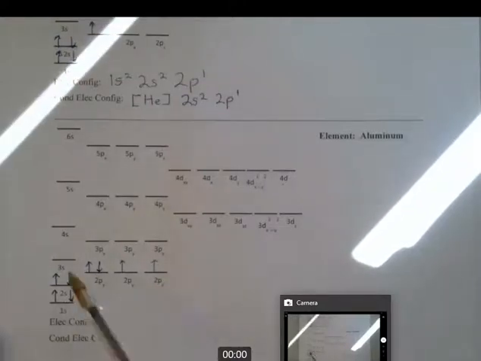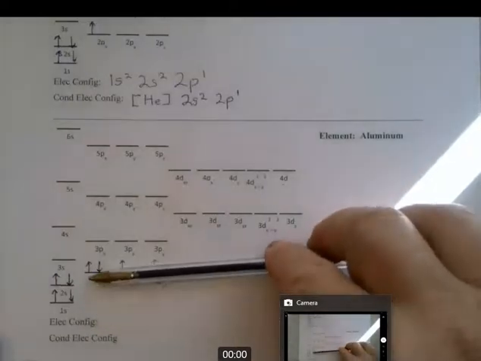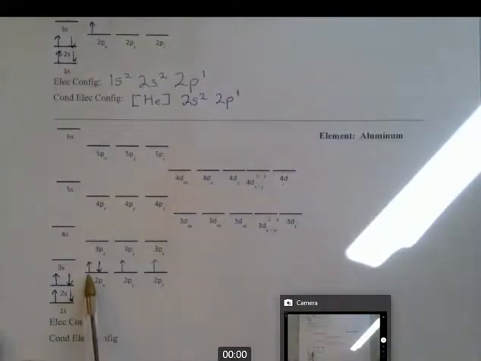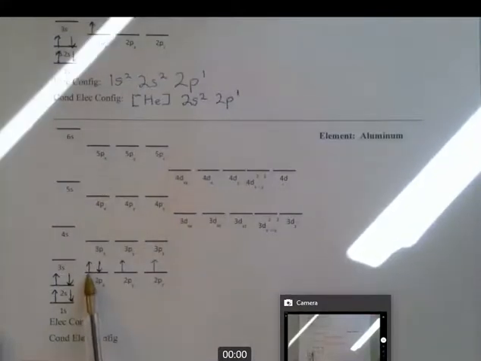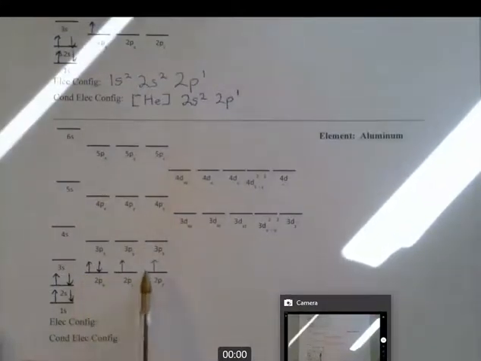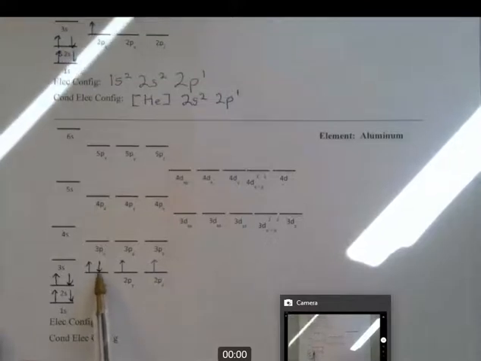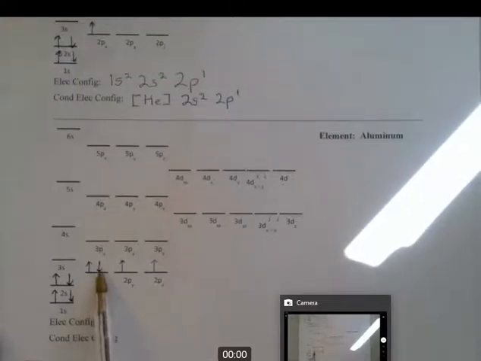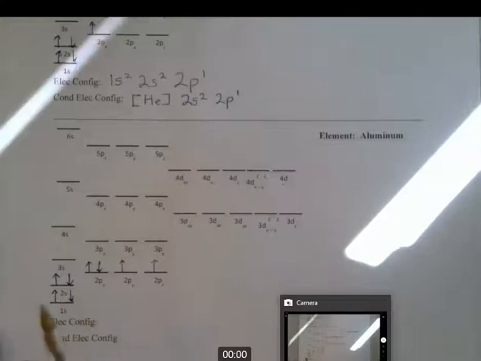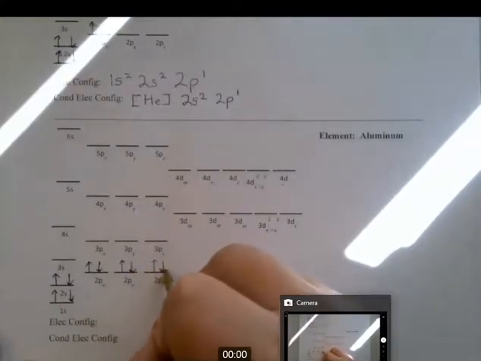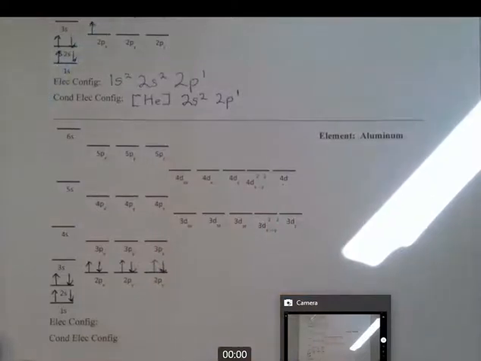So let's review that. The Aufbau principle says you stack things up from lowest energy to highest. Hund's rule says you take electrons with the same spin and spread them out among the subshells before you start pairing them up. And then the Pauli exclusion principle says when you do start pairing them up, they have to have an opposite spin if they're in the same subshell. So we're going to put another one here and another one here. And now we have filled up the 2p orbital.